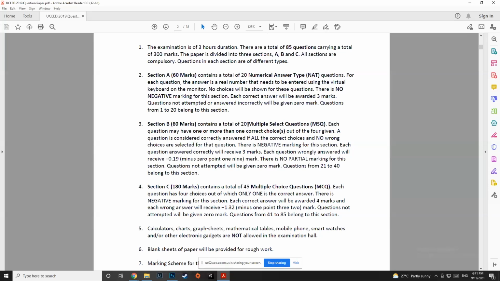The second section of the paper is an MSQ, which is a multiple select question. This means that the question may or may not have more than one correct answer. Some changes in the rules. Let me just go through them very quickly. So in MSQ there are changes.